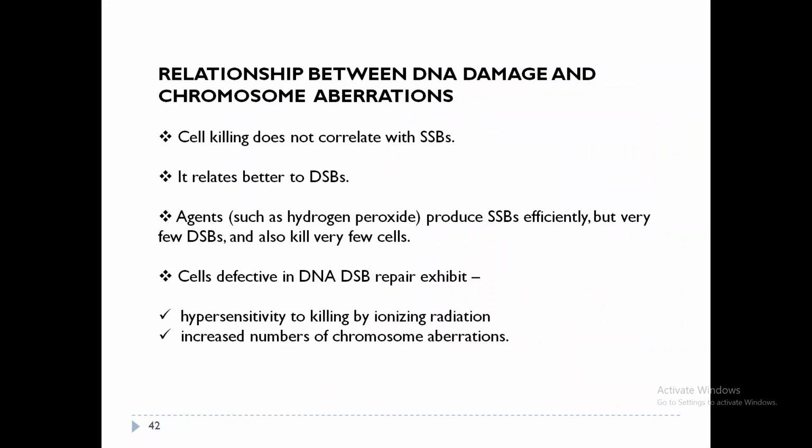Relationship between DNA damage and chromosome aberrations. Cell killing does not correlate with single strand break. It relates better to double strand breaks. Agents such as hydrogen peroxide produce single strand breaks efficiently, but very few double strand breaks and also kill very few cells. Cells defective in DNA double strand break repair exhibit hypersensitivity to killing by ionizing radiation and increased numbers of chromosome aberrations.